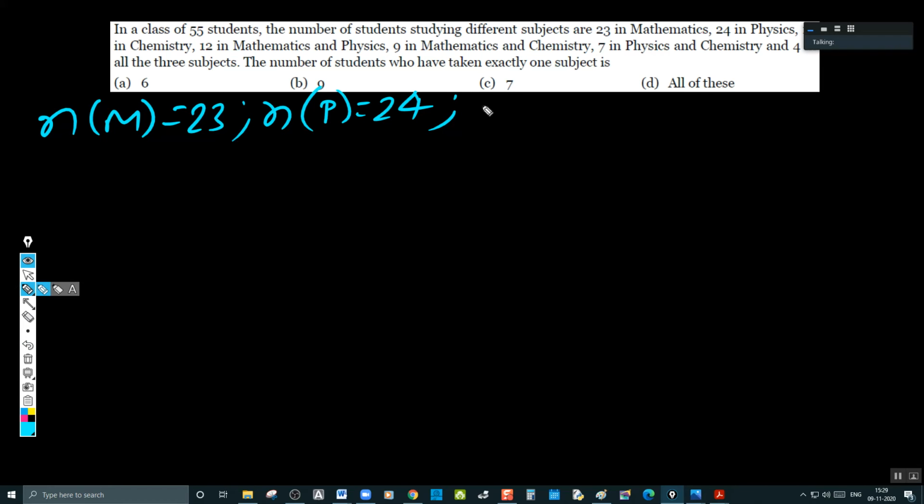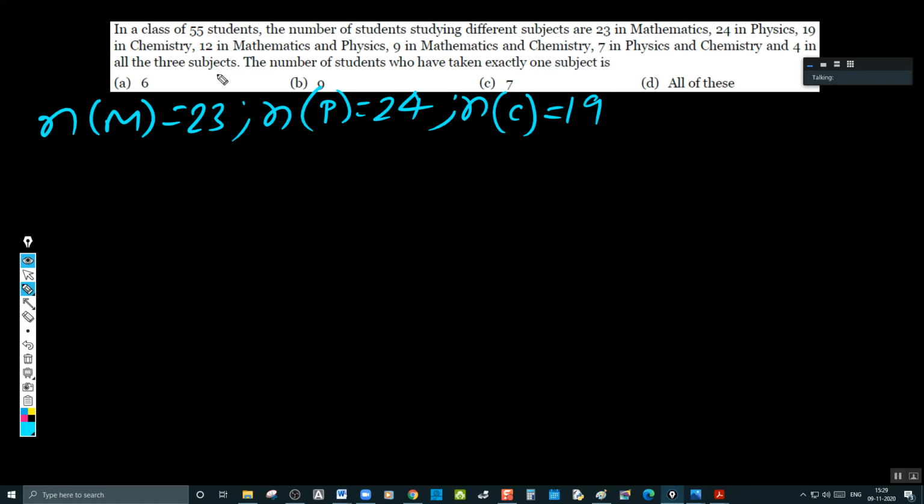Okay. Can anyone help me out in writing the data? N of C, chemistry. It's not visible. 90. Yes, sir. 90. 12 in math and physics. Data is very clear. N of M intersection P.